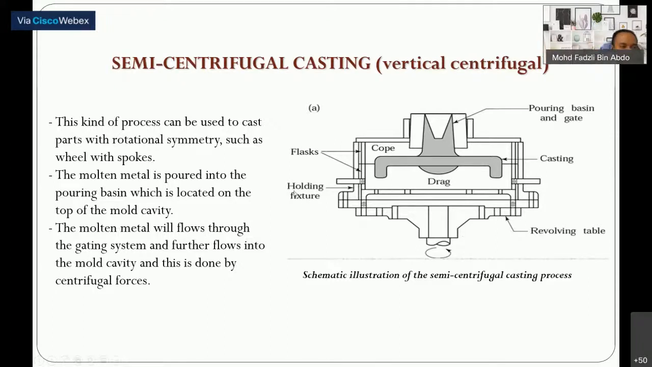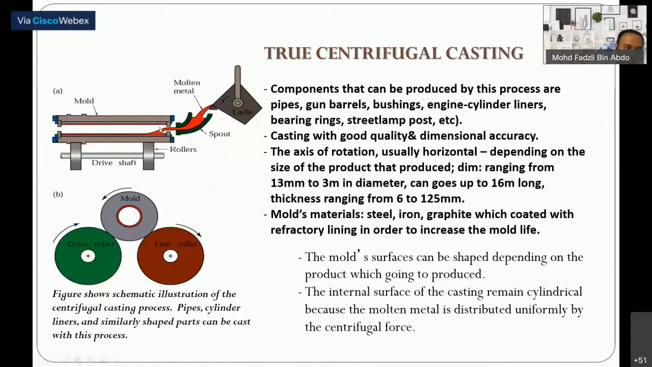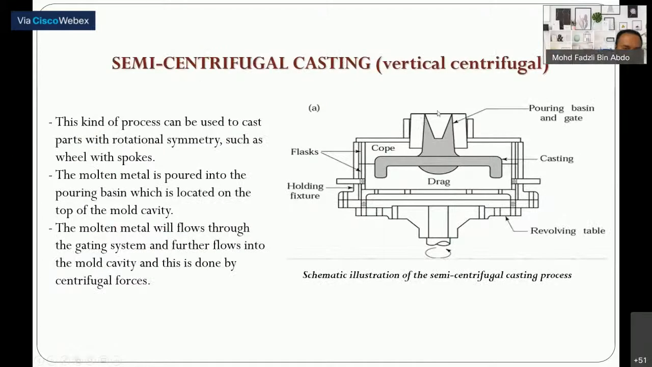Okay. This kind of process can be used to cast parts with rotational symmetry, such as a wheel with spokes. Meaning it is used to make wheels. The molten metal is poured into the pouring basin, which is located on the top of the mold cavity. This is the pouring, which we pour in from the top. Earlier we were making more of a pipe, but for vertical centrifugal casting we make a symmetrical wheel shape.